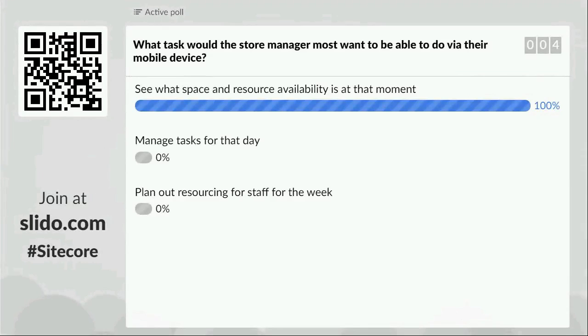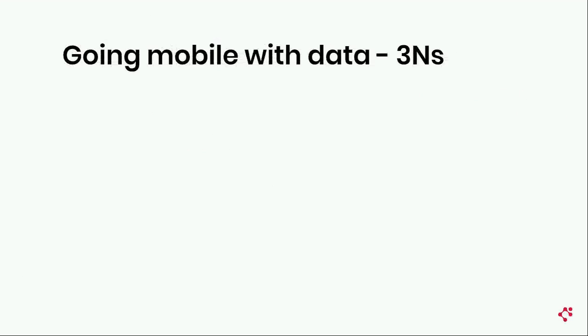Okay, so we've got a few ideas here, and it definitely looks like seeing what space and resource availability is the top pick, which we totally agreed with. And so what we do when we think about designing mobile experiences with data is we focus on the now. So again, we like to use these models of thinking when we're building out these experiences. So the 3 N's. We're trying to focus on the now.